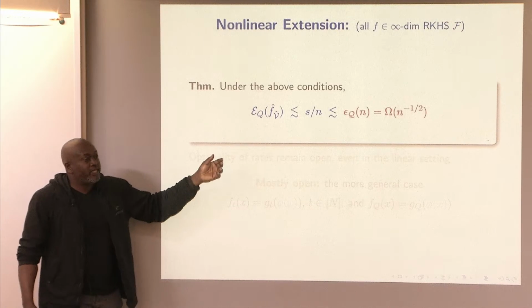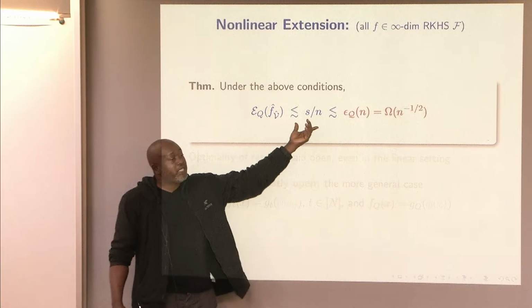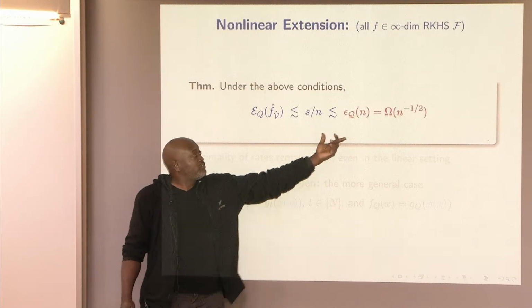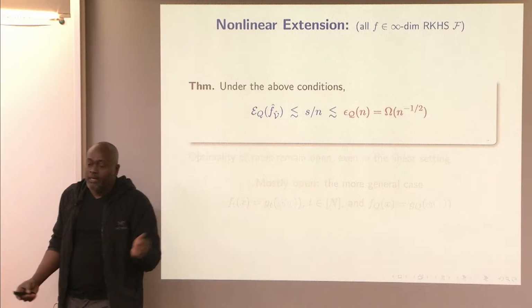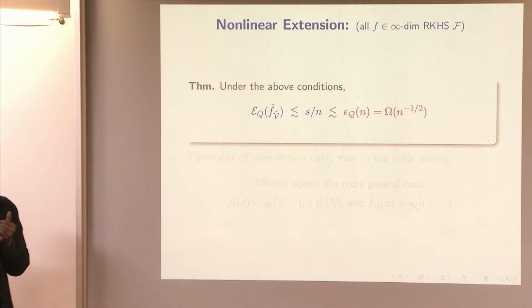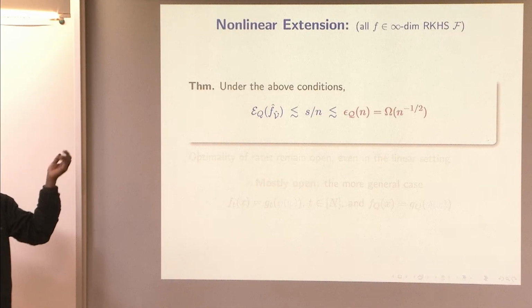The main theorem is that under all these conditions, you again can get a rate that is much faster than the single task rate, but under additional conditions, further smoothness on the problem than might be true in the linear case.